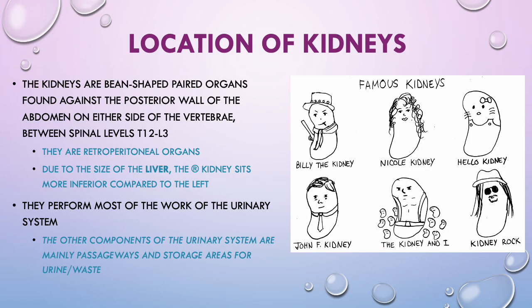All right, so the location of the kidneys: they are located posteriorly, at level T12 to L3. They are retroperitoneal because they're behind the peritoneal cavity, okay? The right one is lower than the left one because the liver is taking a lot of space. And basically the kidneys are the stars of the show. The other pieces, meaning ureters, bladder, or the urethra, are either a conduit, meaning passageways, or storage of urine and waste.